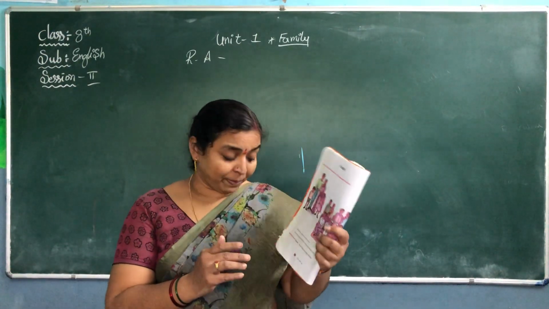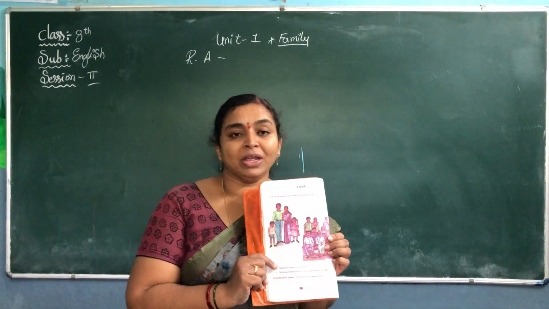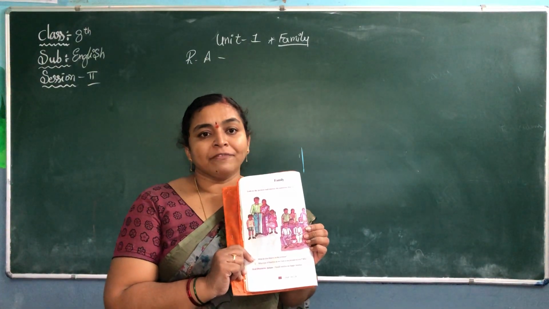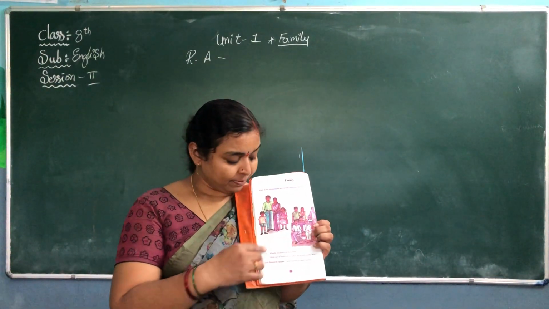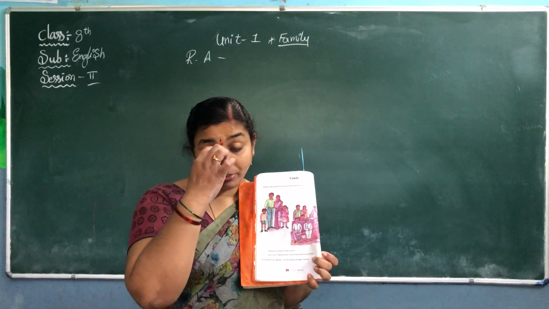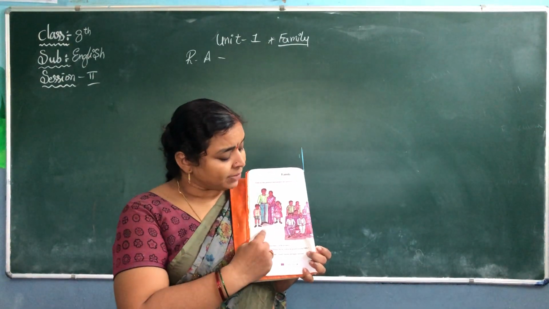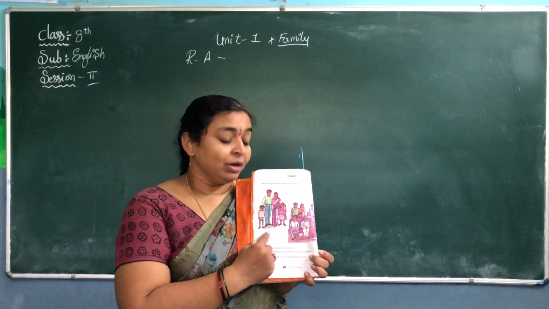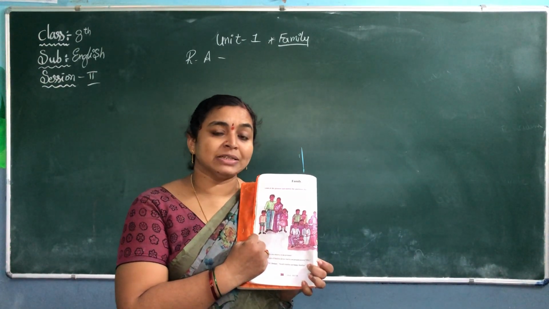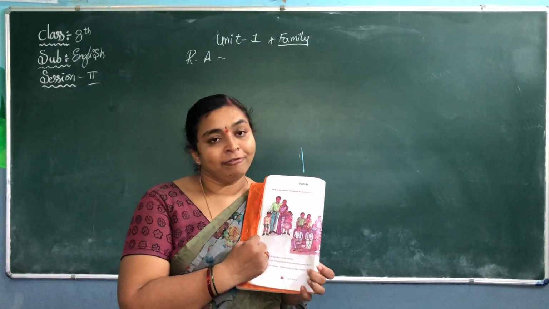Again, come to the next page, page number 2 in your textbook. Open the page and observe this face sheet properly. Here we can see 2 pictures. How many photographs can we see? 2 photographs. If you observe the first photograph, father, mother, 2 children. This is called a small family, or a nuclear family.